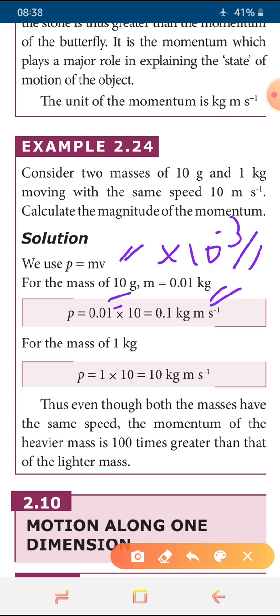Okay, and for the second object the mass is given as 1 kg. Then we are finding the momentum for the second object. p = 1 into 10 is 10 kg m s^-1. Now you compare these two. The second object's mass is greater. Okay, but both the objects are traveling at the same speed. Same speed la போனாலும் second object ஓட mass greater அப்படின்றதால this second object will give maximum momentum here.